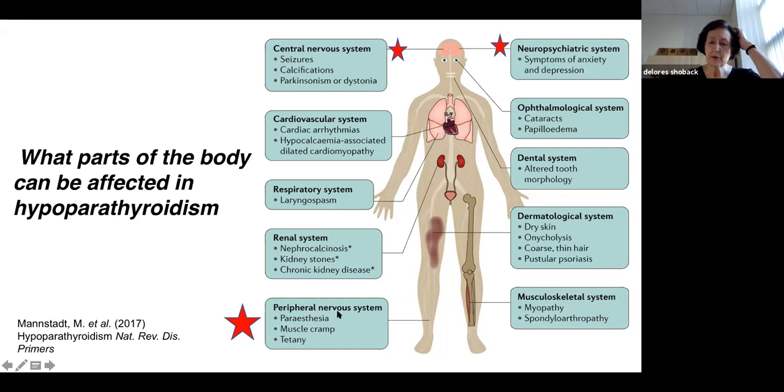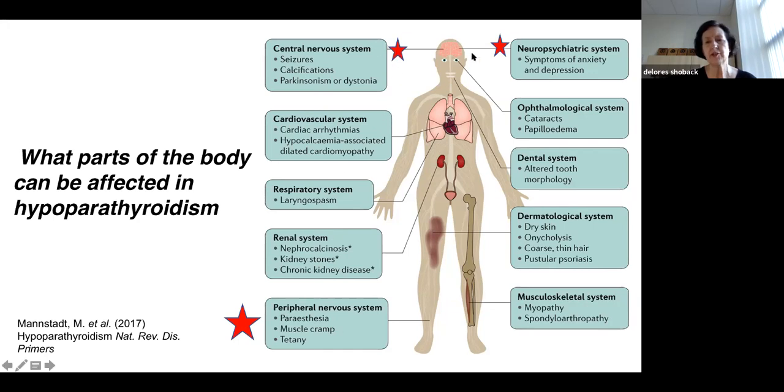And then the peripheral nerves that go all the way through our bodies, sometimes people can have what are called paresthesias. That means funny feelings, numbness, tingling, unusual symptoms due to the nerves. And then muscle cramping and tetany. Tetany is an involuntary contraction of the muscles. So muscle cramps and tetany.